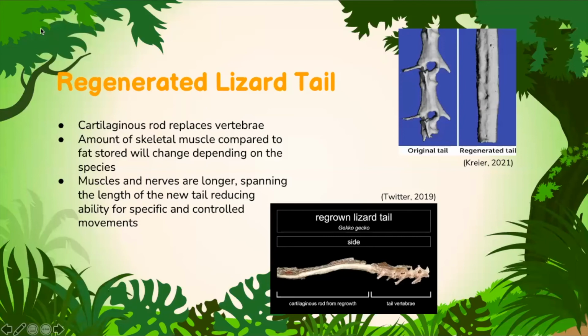So as stated there, the regenerated lizard tail has a large cartilaginous rod, which replaces their vertebrae. The amount of skeletal muscle that is attached to this giant rod is actually changed depending on how much fat was stored in the pre-growth. And then the muscles and nerves and all of that are much longer. This leads to reduced movement and reduced control over their tail.